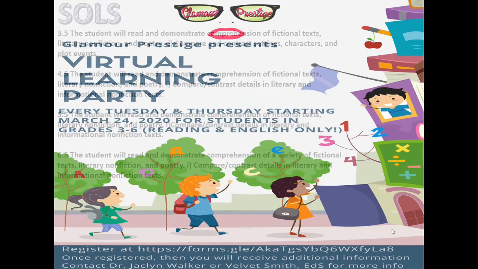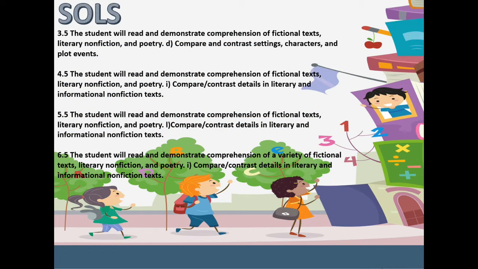Okay, so for the SOLs for this week, they are 3.5. The student will read and demonstrate comprehension of fictional text, literary nonfiction, and poetry. D, compare and contrast settings, characters, and plot events. And on 4.5, it is compare and contrast details in literary and informational nonfiction text.